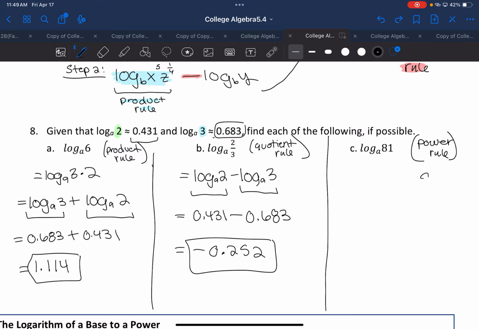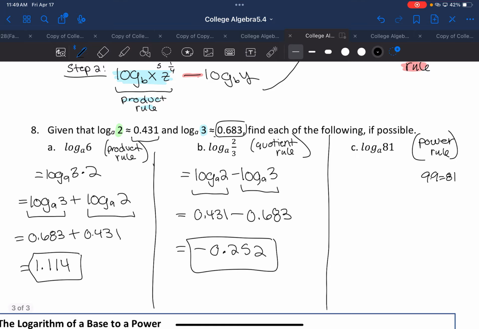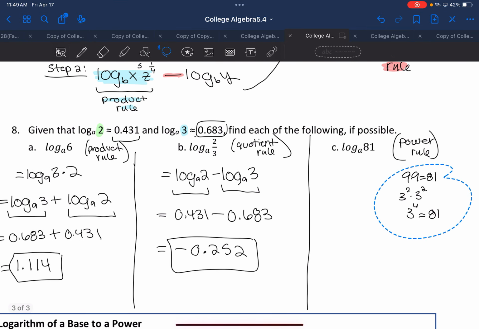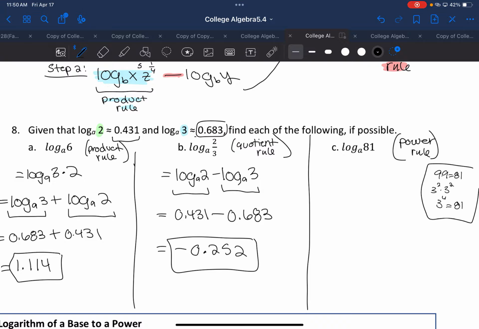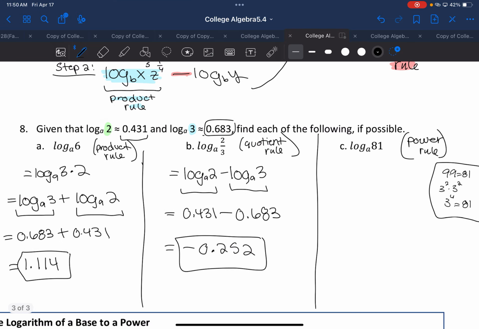Because we know that 9 times 9 is 81, right? And 9 is 3 squared. So this would actually be 3 to the 4th. So these are harder because you can't just plug these in your calculator. You kind of have to think about them. But this is equal to log base A of 3 to the 4th power.